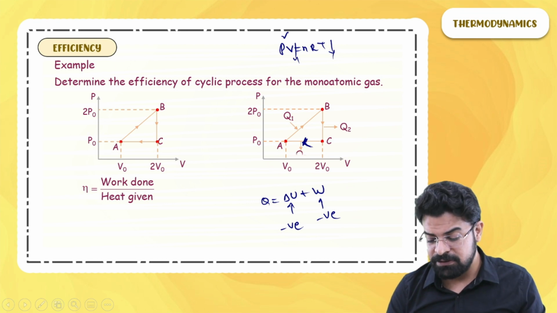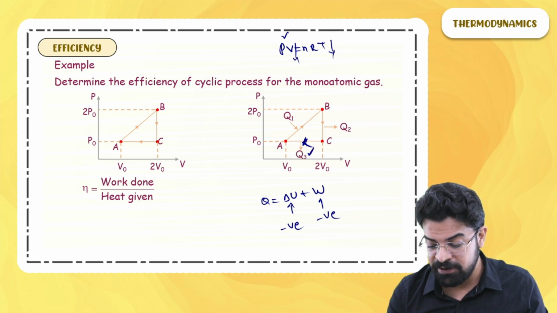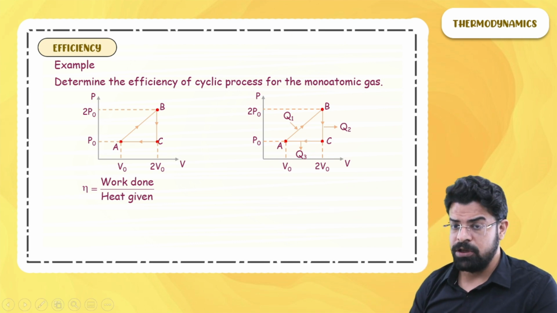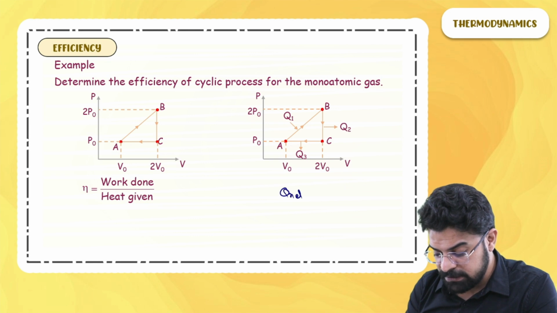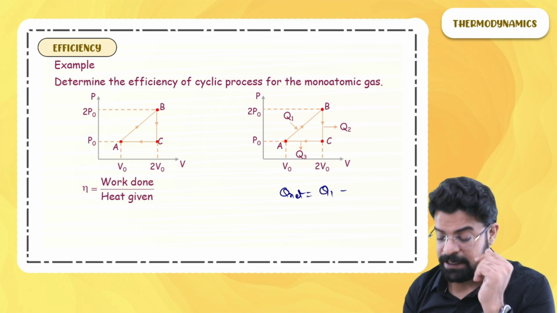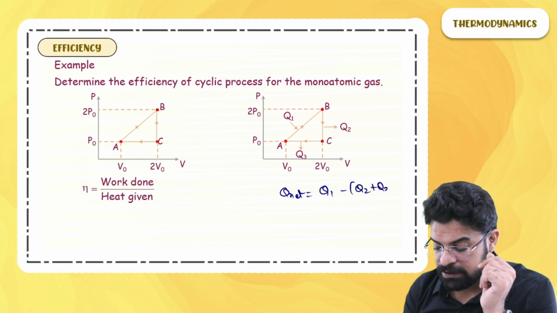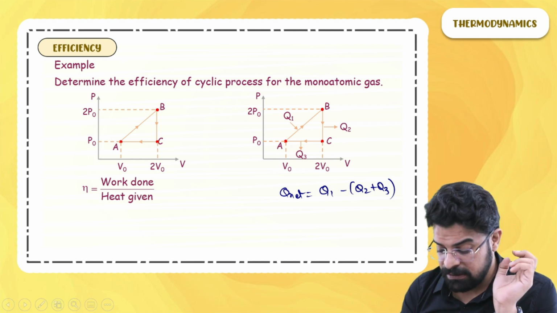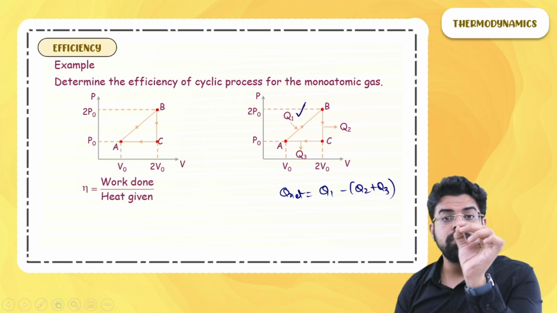So when the gas rejects heat, let's say in this part, it rejects some heat Q3. If I ask you what is the net heat given to gas, you'll say the net heat given to gas is heat given Q1 minus the heat rejected by the gas, which is Q2 plus Q3. So this is the net heat given. When I ask you what is the heat given to gas, that is only Q1, because Q2 and Q3 are rejected by the gas.